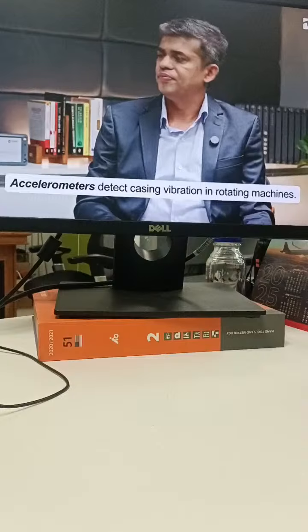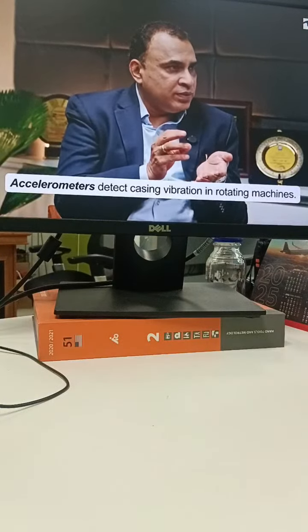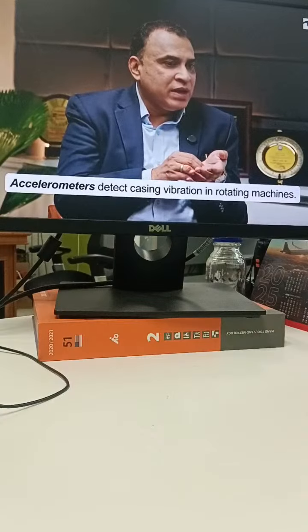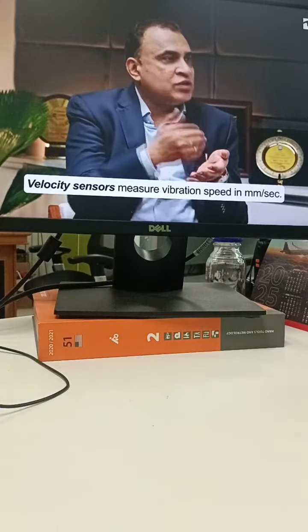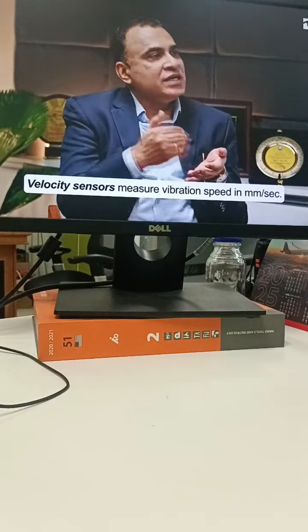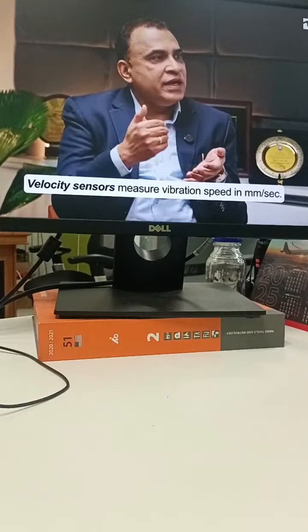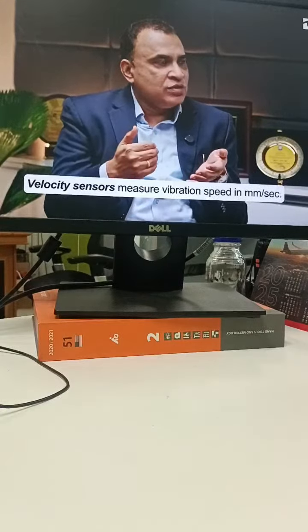The second sensor is the accelerometer, which is used for casing vibration monitoring in rotary machines. And the third sensor is the velocity sensor. A velocity sensor is one type of accelerometer with a built-in charge amplifier, which gives us a reading in mm per second directly. So these are the three sensors which we typically use in a vibration monitoring system.